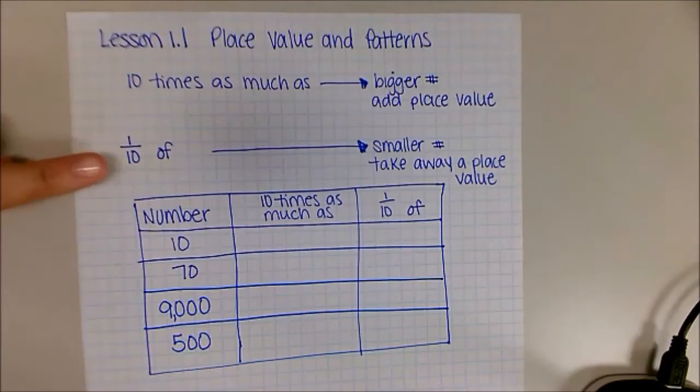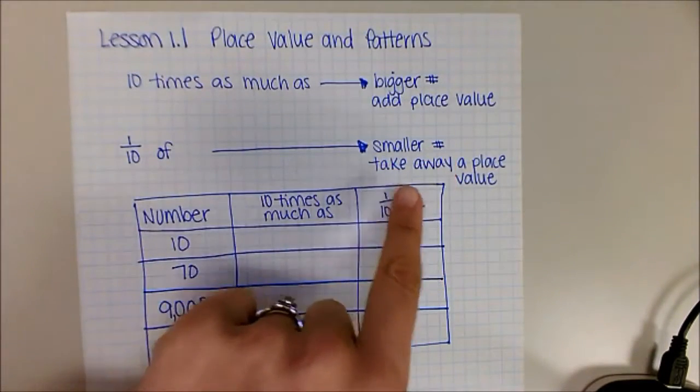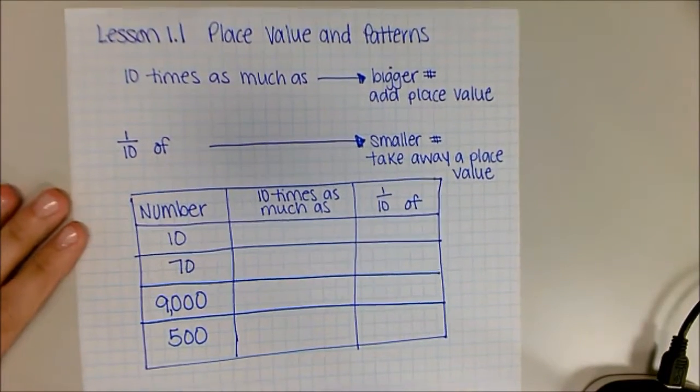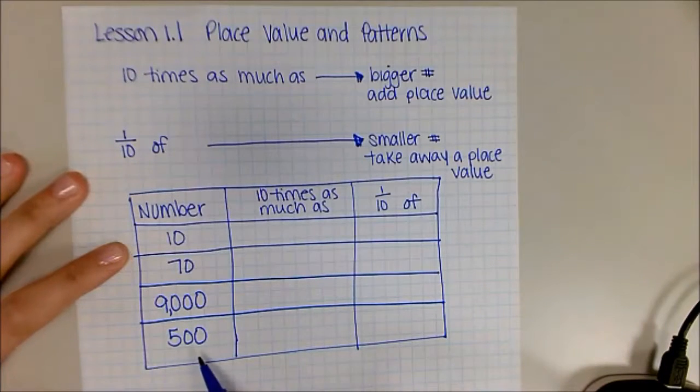If I hear the phrase 1/10 of, that means that I need to make it a smaller number, and I need to take away a place value from the number that I'm starting with. So I have 4 examples here that I want to walk through and review how we do this. So this is my number column, the original numbers I'm starting with. Here's my 10 times as much as column and my 1/10 of column.